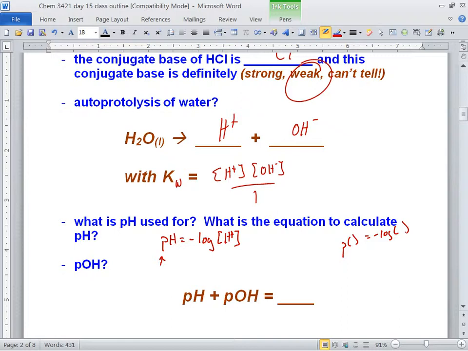How about pOH? What would be the equation for pOH? That's a good question. P function. pOH is the negative log of OH.